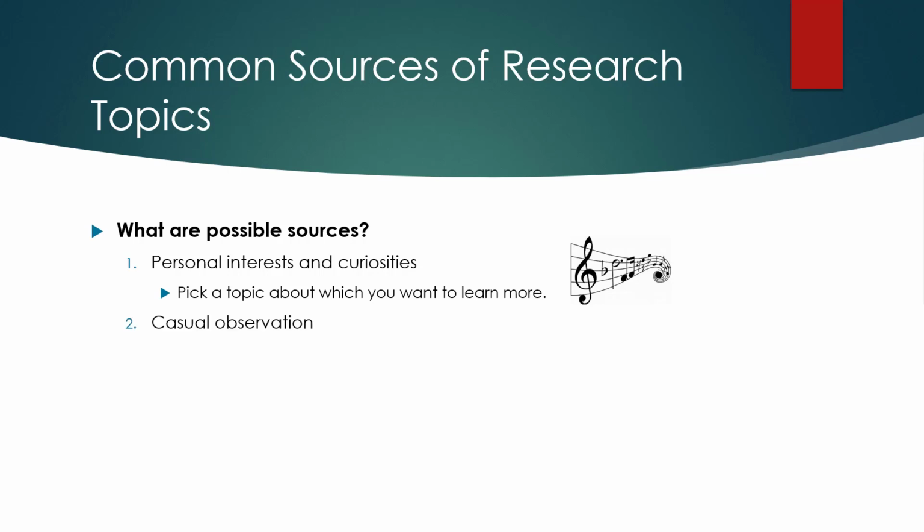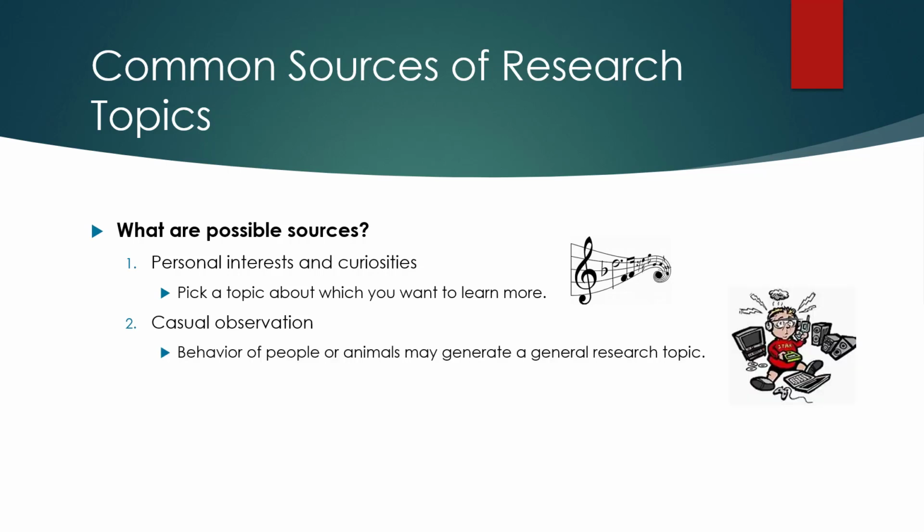learn better. Maybe you have a casual observation: behavior of people or animals that may generate a research topic. Now, obviously, we're not going to do animal research, so for this class, your casual observation needs to be something that you've noticed in behavior. Maybe while you're studying, you have your phone out, you're listening to music, you've got your computer, you've got a TV in the background, you have all these different things and you're multitasking, and maybe you don't retain as much information. So that could be some casual observation that could lead to a research topic.